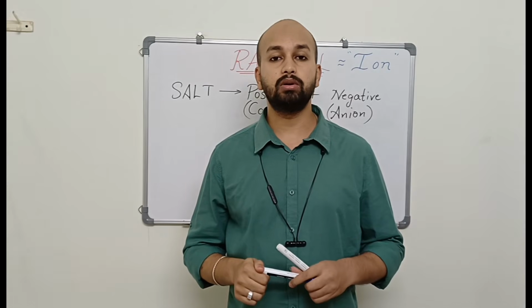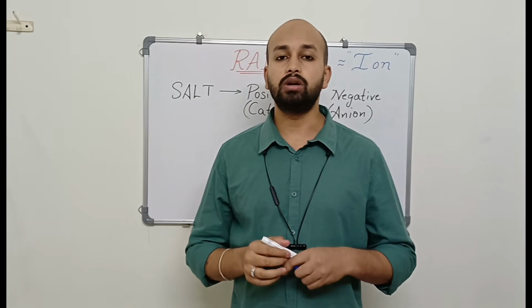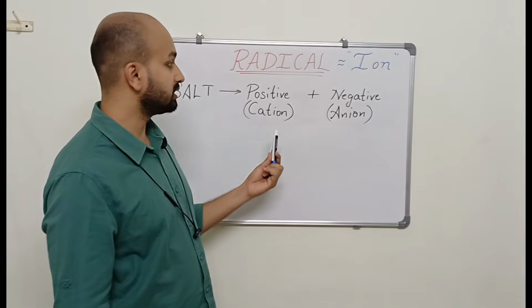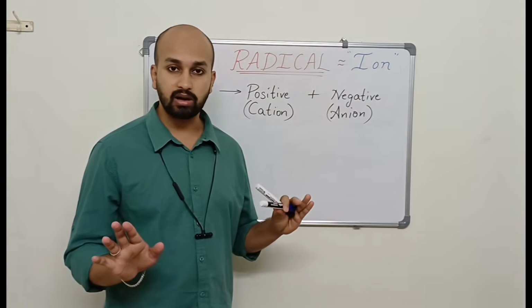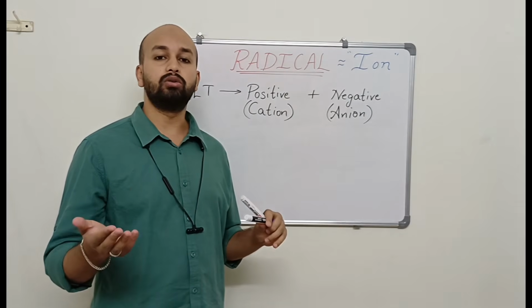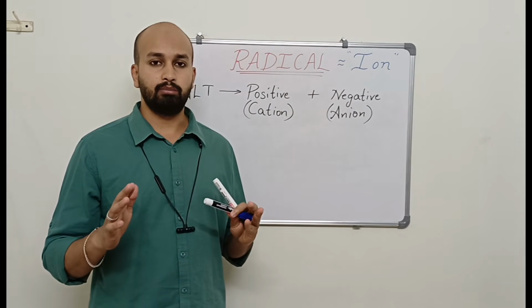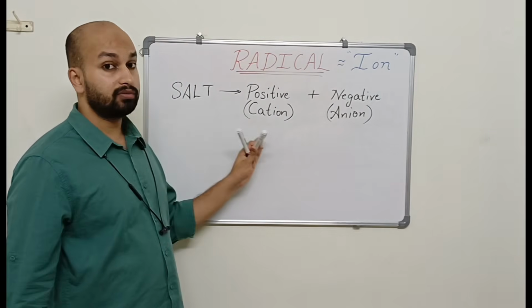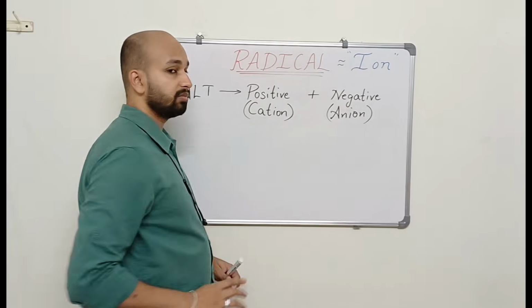Earlier, we were talking about salt. In inorganic chemistry, salt is made up of two parts. One is the positive part, another one is the negative part. Okay, any salt for that matter, right? I've already told you what salt is. Salt is a chemical substance. But what kind of chemical substance is it? It is a substance which is made of two parts, right? One is the positive part, another one is the negative part.